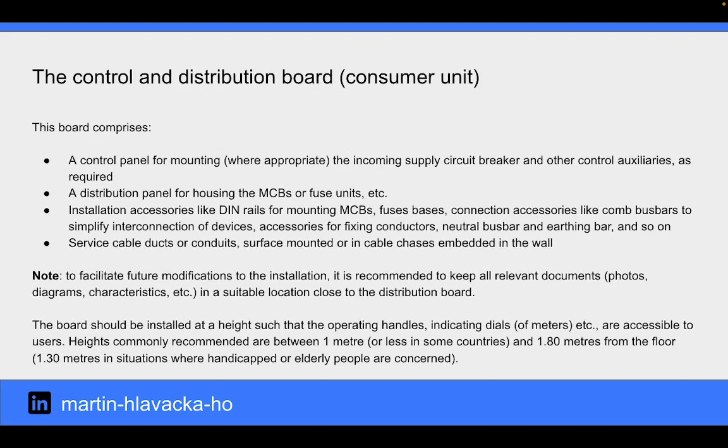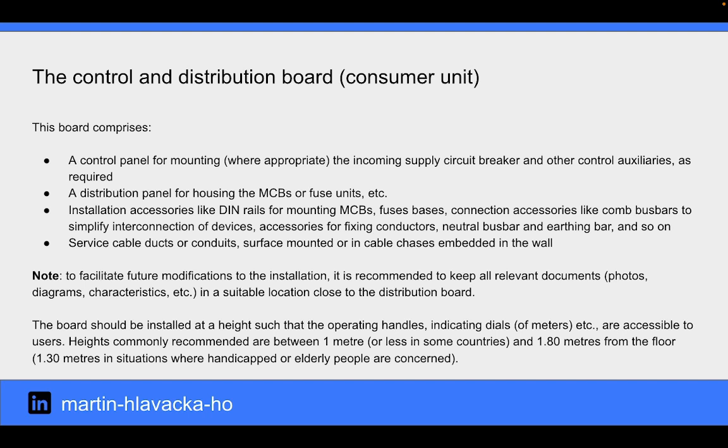The control and distribution board comprises a control panel for mounting the incoming supply circuit breaker and other control auxiliaries as required, a distribution panel for housing the MCBs or fuse units, installation accessories like DIN rails for mounting MCBs, fuse bases, connection accessories like comb busbar to simplify the interconnection of devices, accessories for fixing conductors, neutral busbar and earthing bar, and so on.